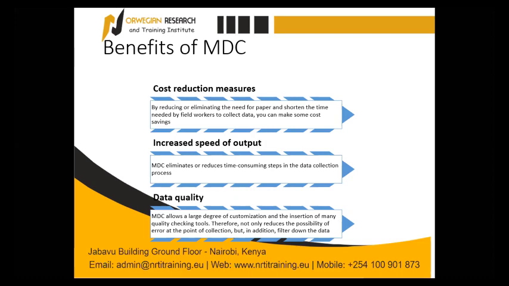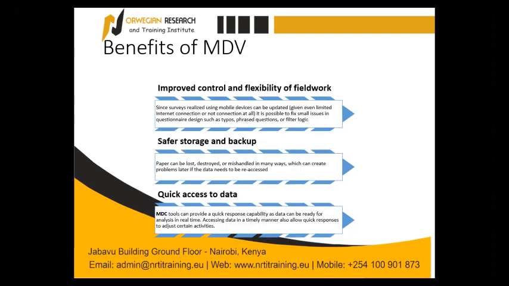And then we have data quality. Mobile data collection allows a large degree of customization and insertion of many quality checks. I think we all know that the possibilities of errors can, at the point of collection, be evaluated, and every individual can see where the error was caused. And we have the filtering of data, and it will enable the cleaning of data very fast. We have improvement of quality and flexibility of the work.